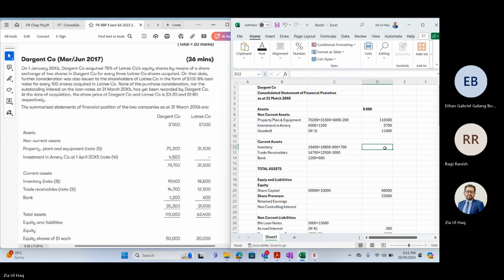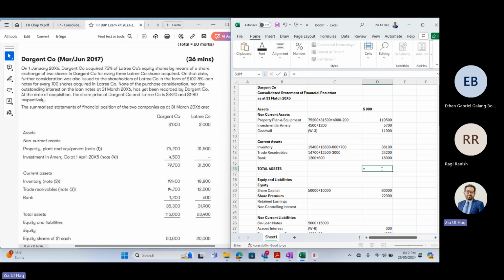How much? 38,100. And what about the receivables figure? 24,200. 24,200. What about the cash balance? 1,800. So what about the total of this?